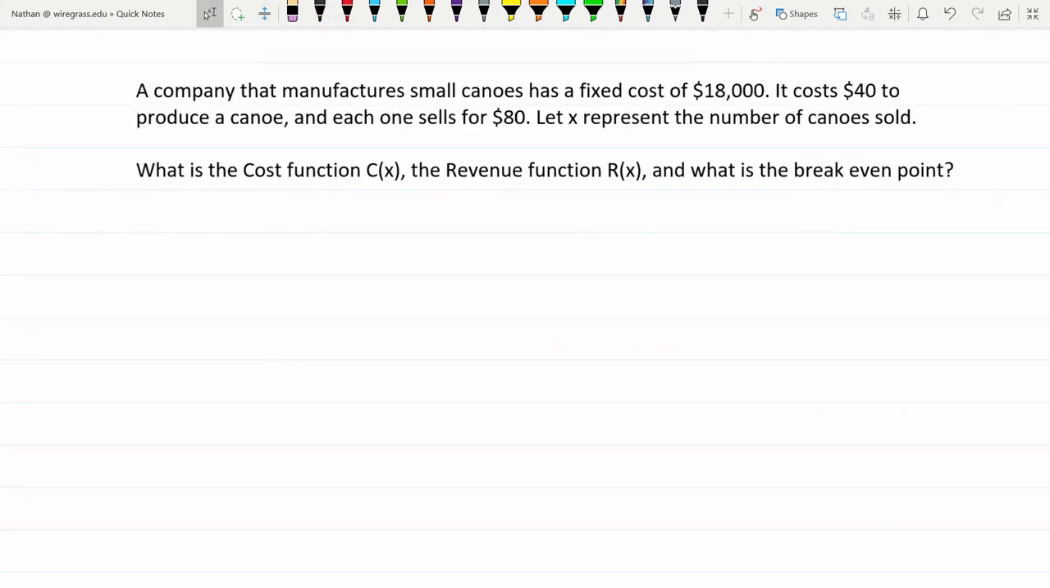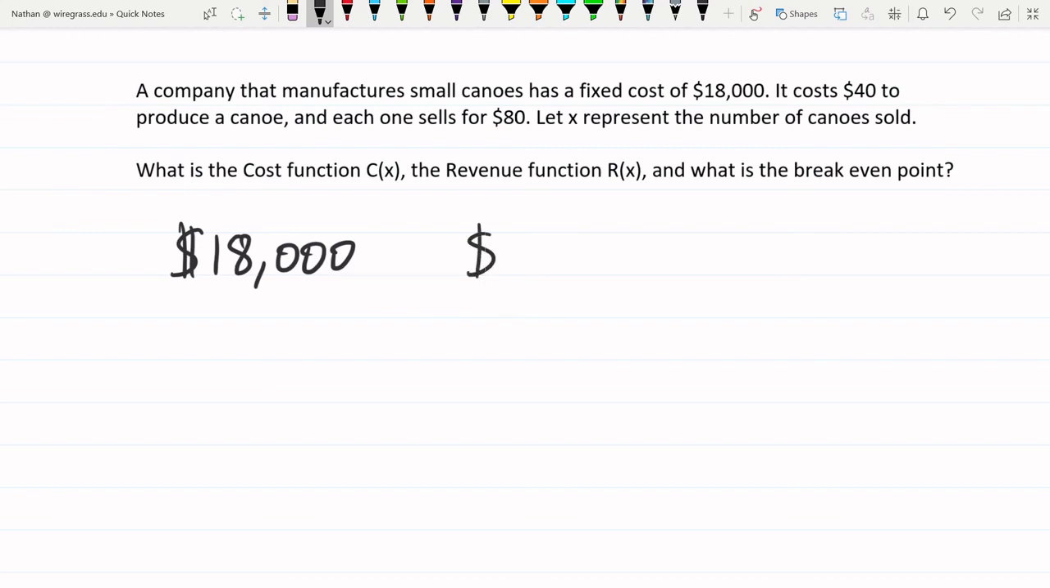All right, the last problem we have is a word problem. We have a company that manufactures canoes. There's a fixed cost of $18,000. I'm going to write that down. So this is a one-time kind of fixed cost of $18,000. And it costs $40 to produce a canoe, and each one sells for $80.